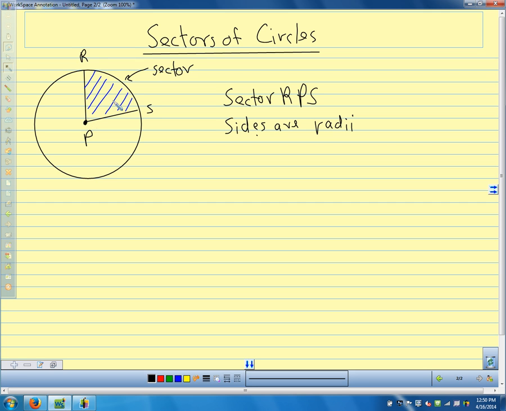The area of a sector is a fraction of the area of the entire circle. I'm just cutting a piece out of it. So to find the area of a sector, we need to figure out what fraction of the circle it takes up. Well, the fraction that we're going to use is the same fraction that we use for arc length. We look at the angle and figure out what part of 360 that angle is. And that's going to tell us the fraction of the circle the sector takes up, and then we're going to multiply that by the area.